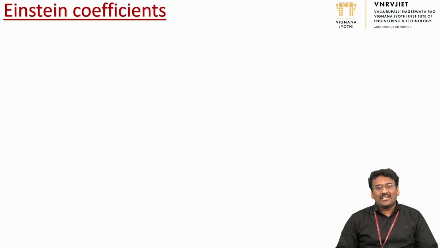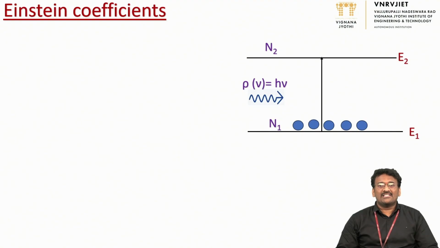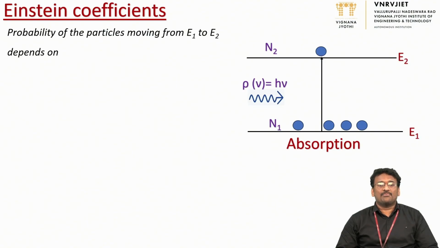To understand these Einstein coefficients, we must know the basic definitions which were in another video. You can go through that. I'm just revising it here. The first one is absorption. The ground state particles absorb energy and move to the excited state. That phenomenon is called absorption.